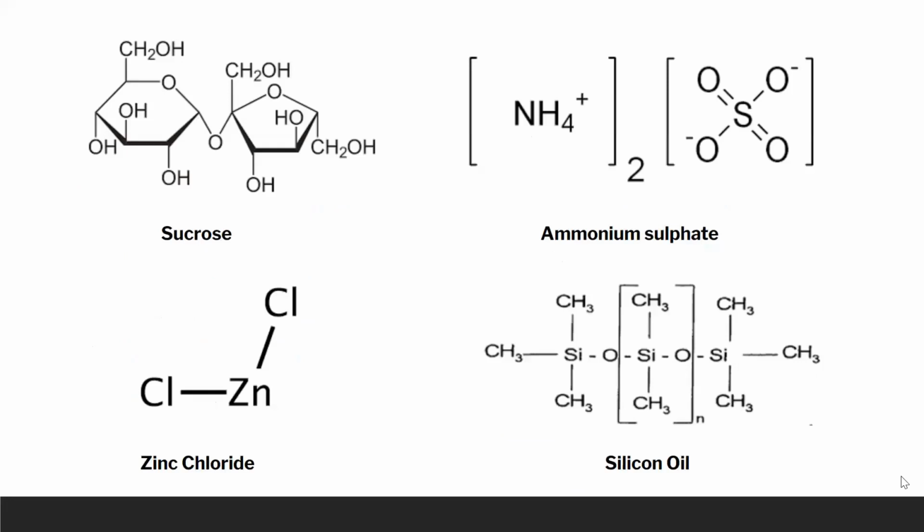So sucrose is an easy guess. It's a carbohydrate and it is used as a carbon source. Ammonium sulfate, because of the presence of NH4 ion in it, will act as a source of nitrogen for the cell. Zinc chloride, because of the presence of zinc in it, will act as a source of trace element, which is zinc, for the cell. And finally, silicon oil will act as an anti-foaming agent.